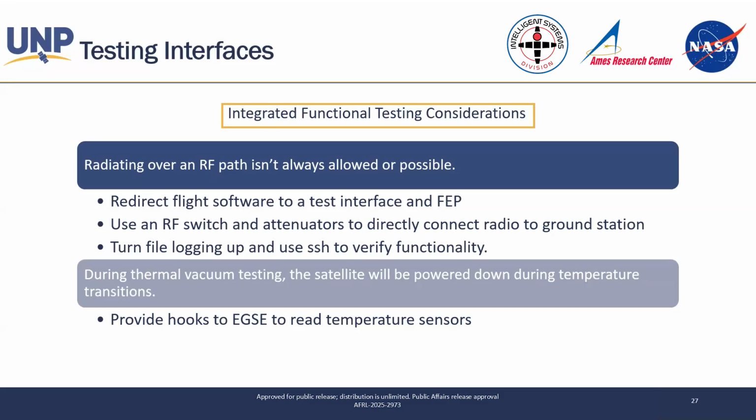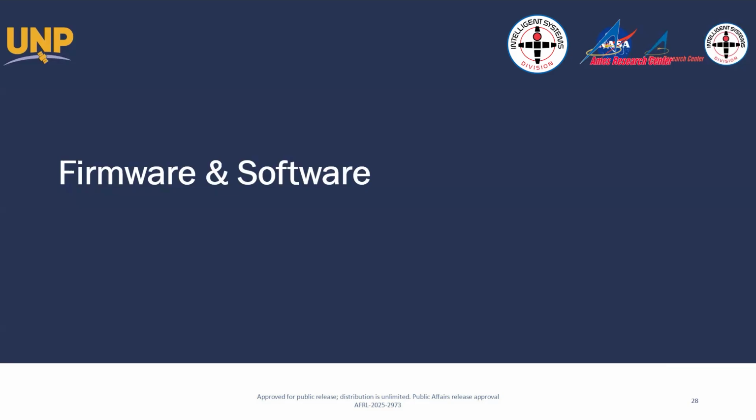And the EGSE is the electrical ground support equipment, is what that means. The last point here is that while you should do long distance radio tests, you often cannot. So having a way to disconnect that and then send that over a different line to test your signal processing is also really good. So we get into firmware and software.